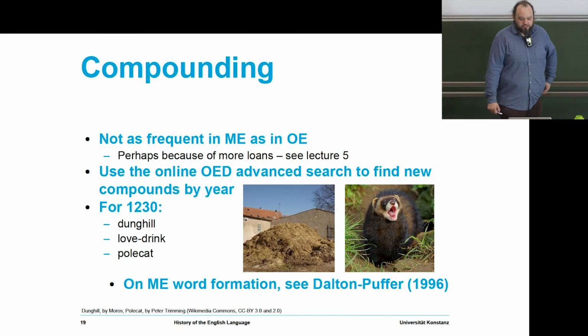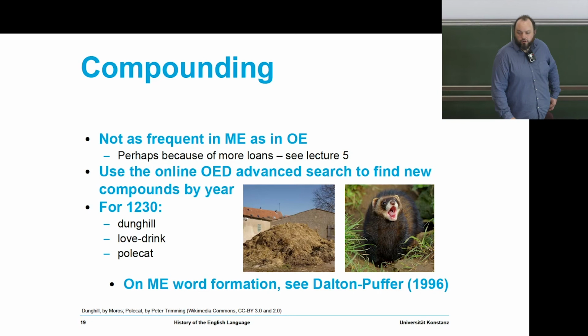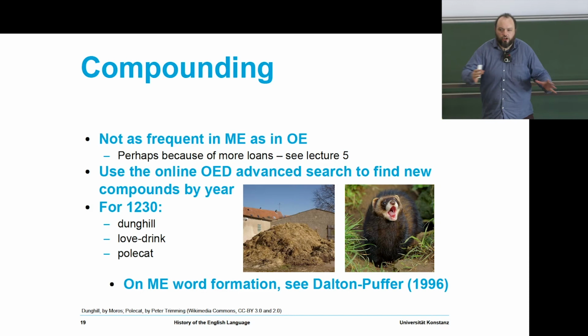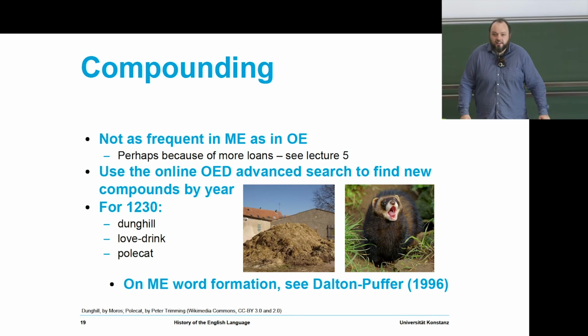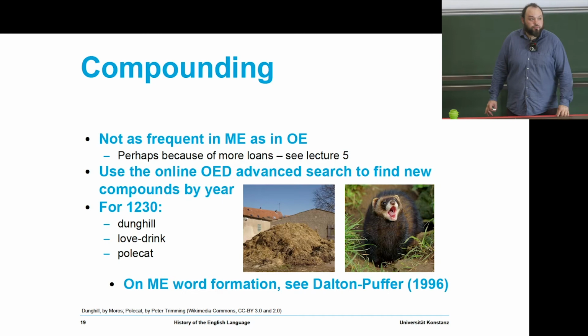And this is perhaps because, if you recall last time, there are a lot of borrowed words in Middle English. So Old English is a language that likes to create its own words from scratch, to put them together out of existing forms. Middle English, on the other hand, borrows words from other languages. It borrows them from Scandinavian, it borrows them from French, and it borrows them from Latin in particular during the Middle English period.